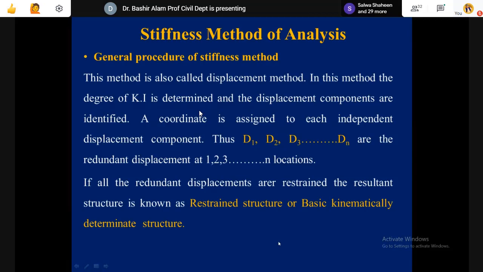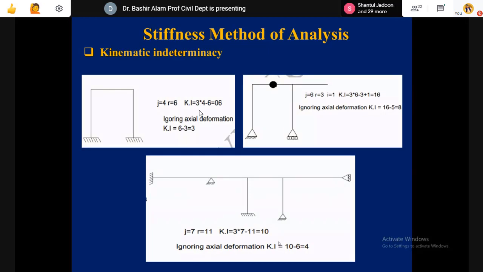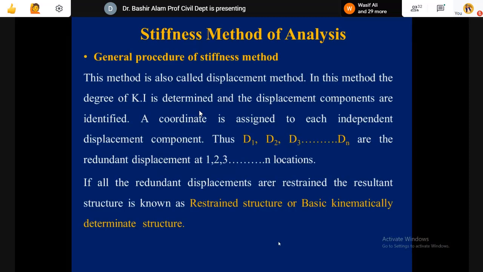Now, I think, shall we now start this procedure also, or do you want to become familiar with how we find out the kinematic indeterminacy? Any question about the kinematic indeterminacy? Okay, if no questions, should I start now the general procedure of the stiffness method?